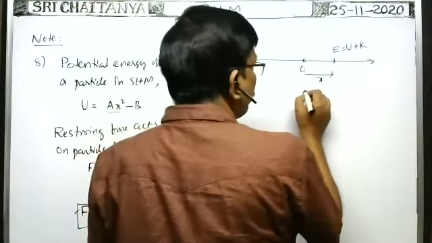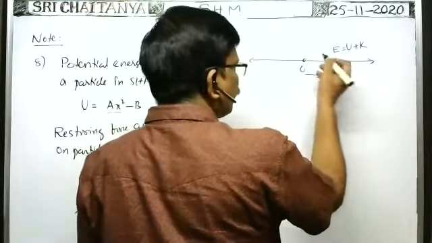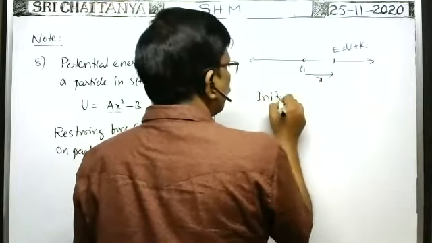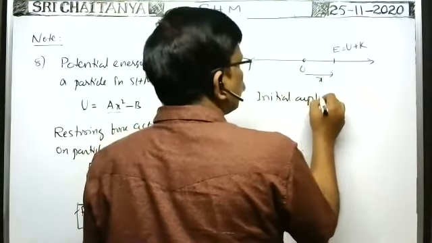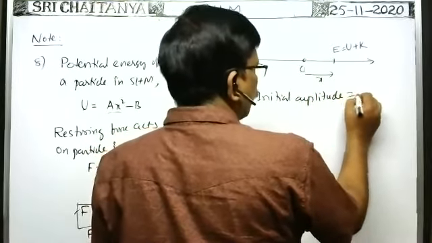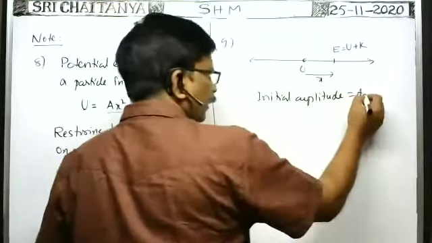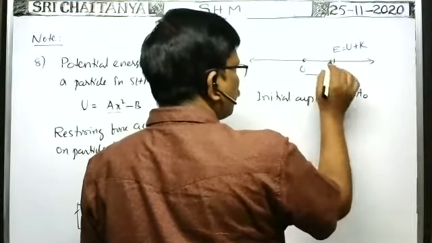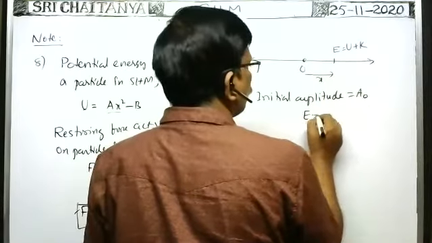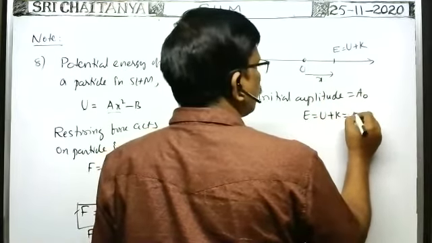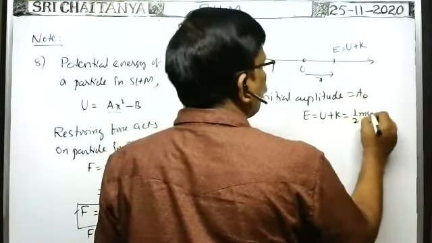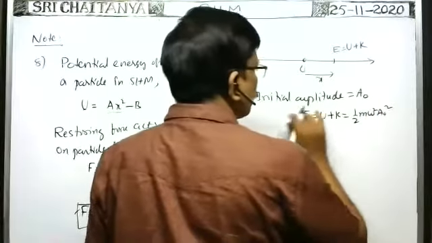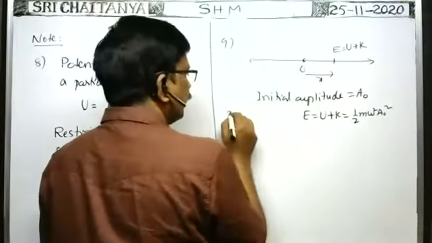Okay, so whenever the particle reaches the point here, initially the amplitude of the particle is, say, A. Initial amplitude is equal to, say, A or A naught. Therefore total energy of the particle is E equal to U plus K, that is equal to half m omega square A naught square. It is the total energy initially, initial total energy.